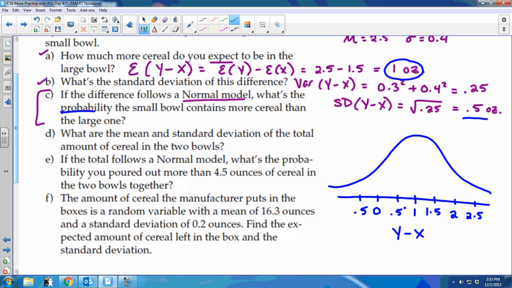And it says, what's the probability that the small bowl contains more cereal? If we're doing the large bowl minus the small bowl, and we want the small bowl to have more cereal, then the difference has to be negative. If the small bowl is larger than the large bowl, then we have to have a negative difference. So I'm really only worried about what's happening below 0 in my normal model, all the negative values. Okay? So, again, haven't looked at normal models in a while. We can calculate that area using normal CDF, the cumulative density function in your calculator. It tells us what the probability of that happening is, or what that section is.